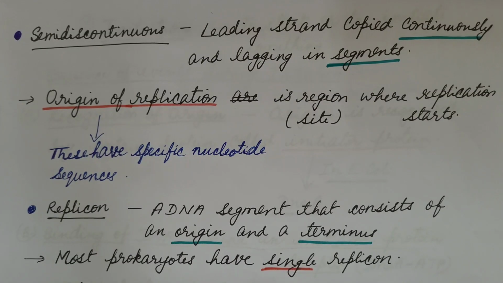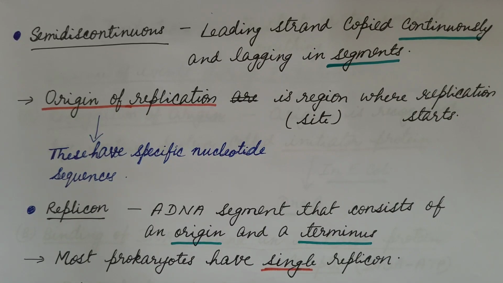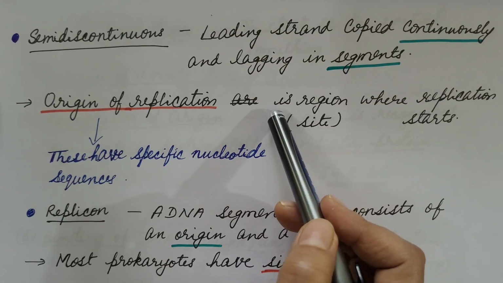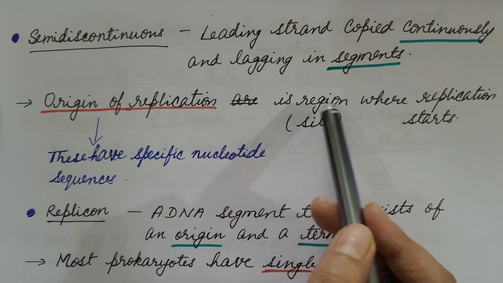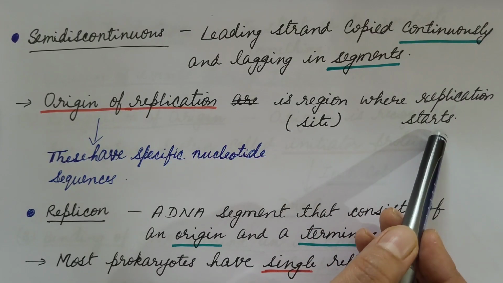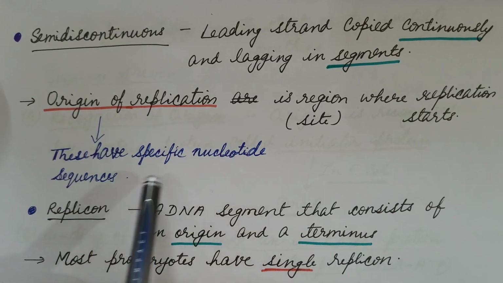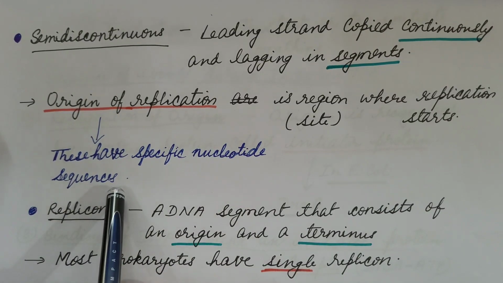Prokaryotic DNA replication is studied with respect to E. coli, which is a model organism. All other prokaryotes show many similarities. So here we will discuss prokaryotic DNA replication with respect to E. coli. In the DNA of prokaryotes, there is a region where replication starts. This is known as the origin of replication and these have specific nucleotide sequences.